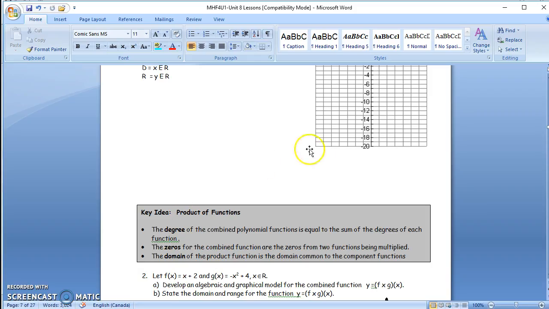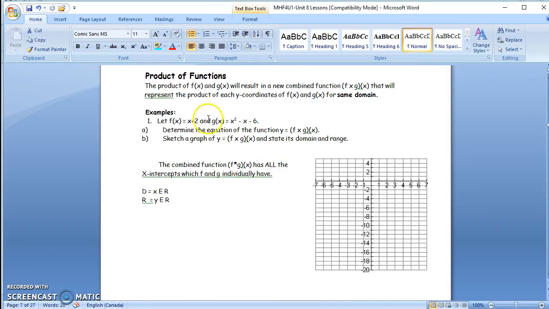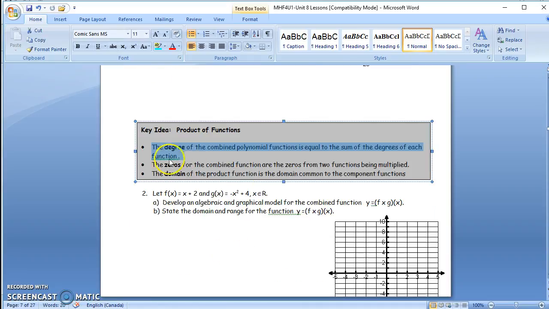That degree has the following relationship. It is the sum of the degrees of each of the individual functions, right? It makes sense. A linear times a quadratic is going to be degree 1 times degree 2. You're going to add them together to get degree 3, right? That's where we're getting a cubic.